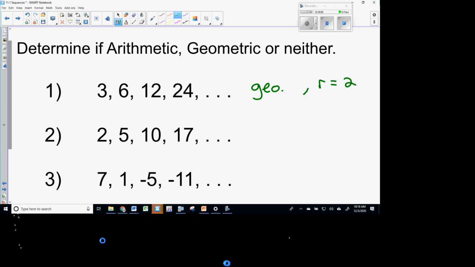2, 5, 10, 17. You can't just look at it. First off, let's look at the addition. What are you adding each time? 3 and then 5. So it's not arithmetic, so we're good. Now let's figure out what about divide and see what we get. If I take 17 divided by 10, I get something. What's 10 divided by 5? I don't get the same thing both times, so that means it's not geometric. So it's neither.